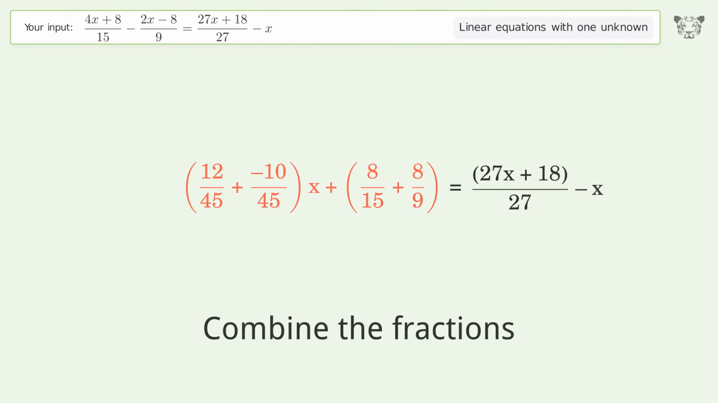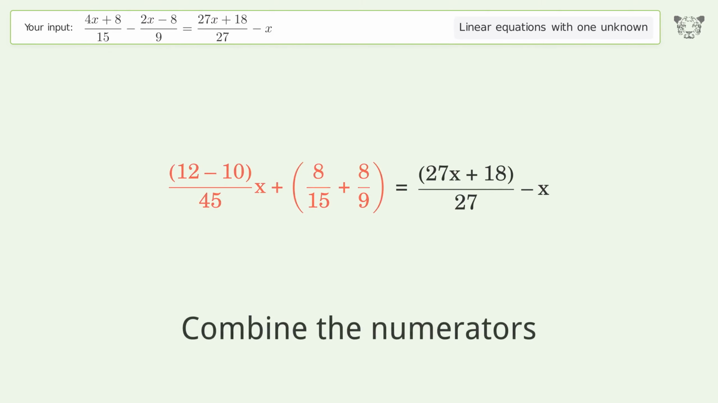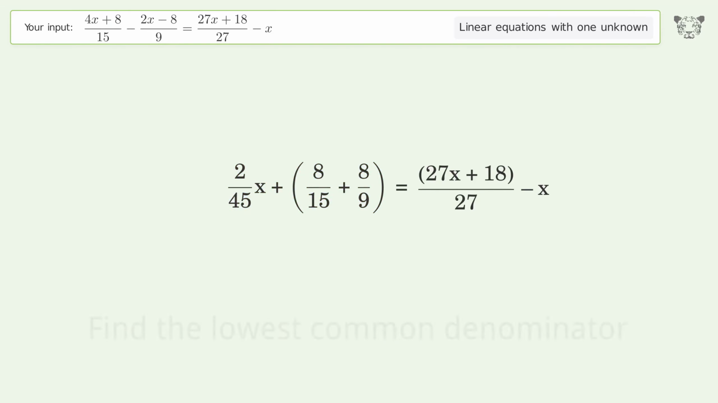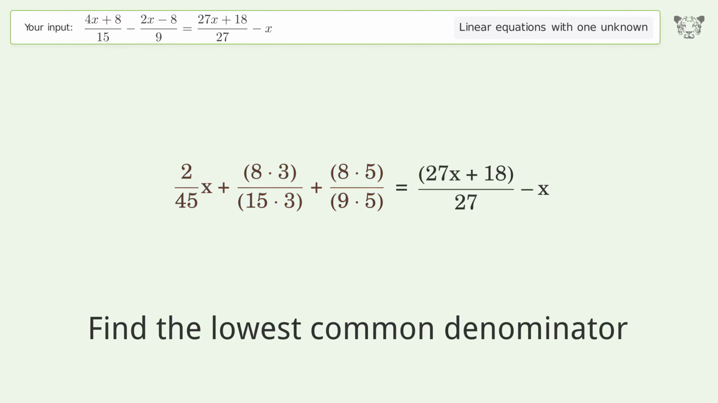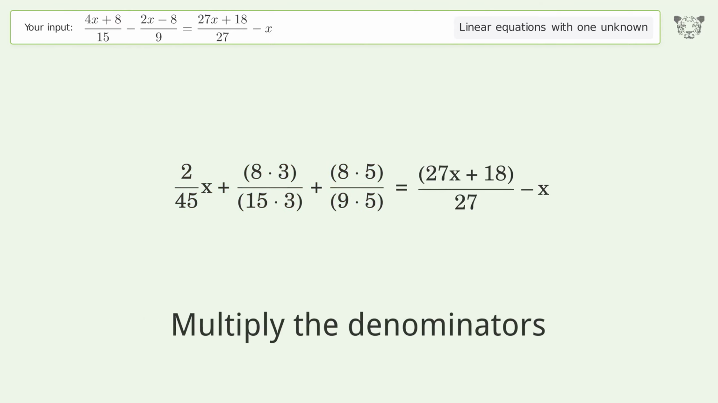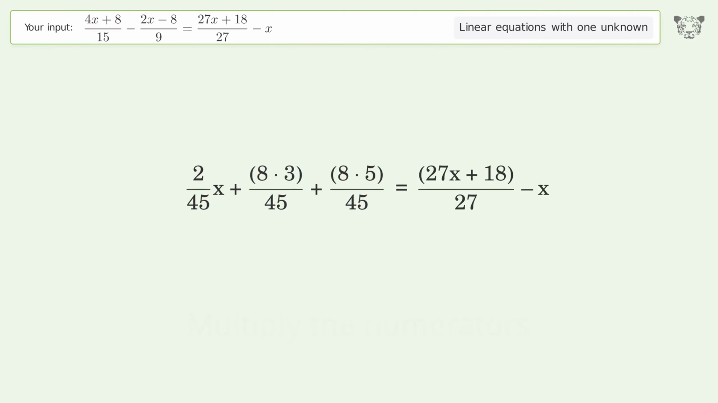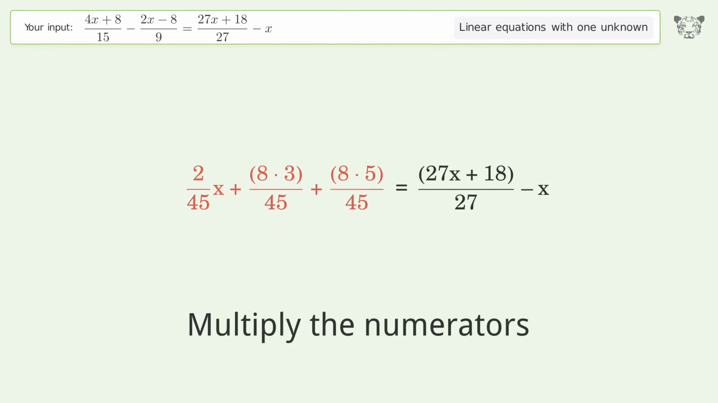Combine the fractions. Combine the numerators. Find the lowest common denominator. Multiply the denominators. Multiply the numerators.